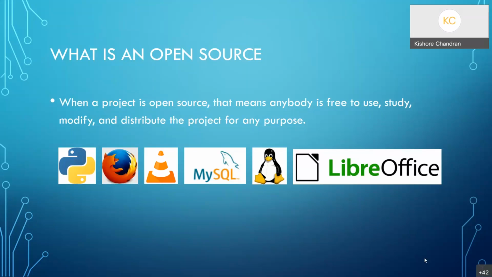If we say it is free to use, that doesn't mean it is an open source software. There is something called Google Chrome. Google Chrome is free to use, but it is not open source, whereas there is a browser called Chromium. Chromium is a scaled down version of Google Chrome, and Chromium is open source. So anything that is free is not necessarily open source. Anything whose source you can see, that is what open source actually means.